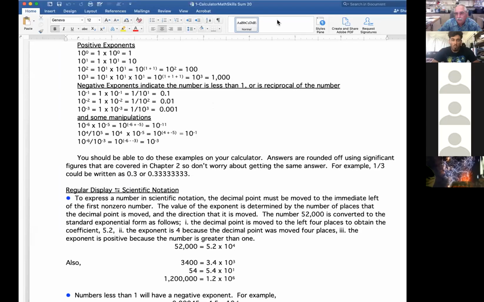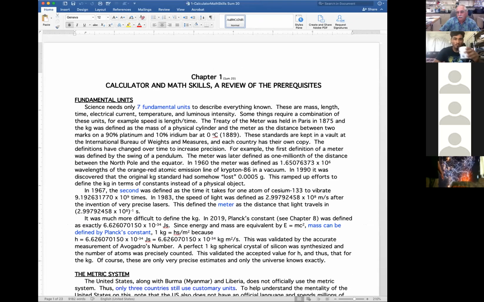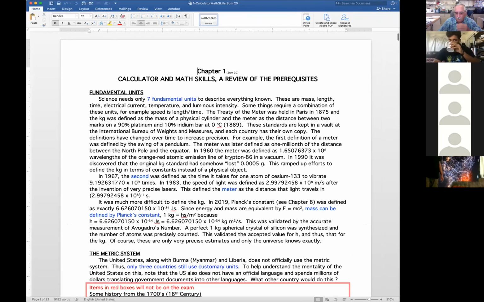Does anybody have any questions about anything else about the course, syllabus, or anything? So I think what I'm going to do is share the screen and start at the beginning of chapter 1. And I'm just going to scroll, and you guys just stop me anytime to see if you have any questions.